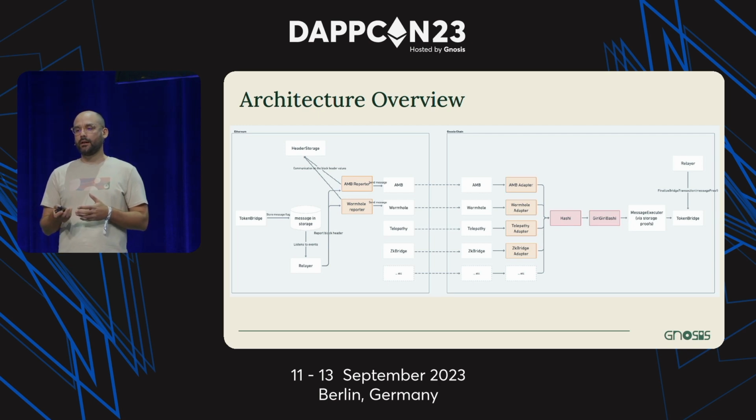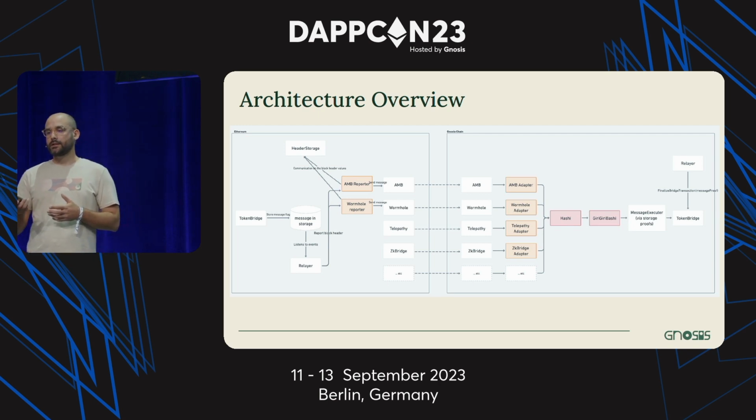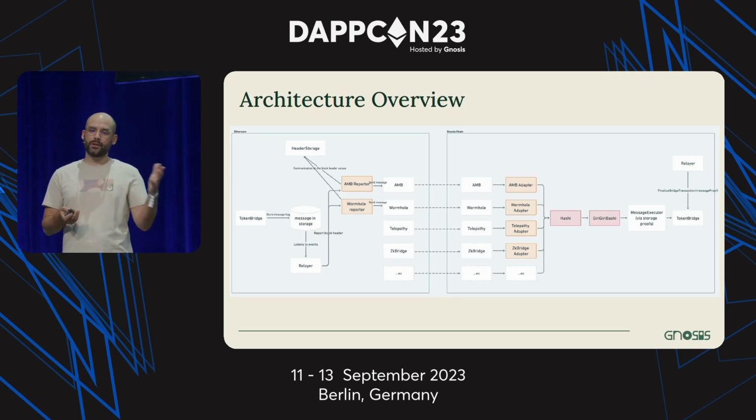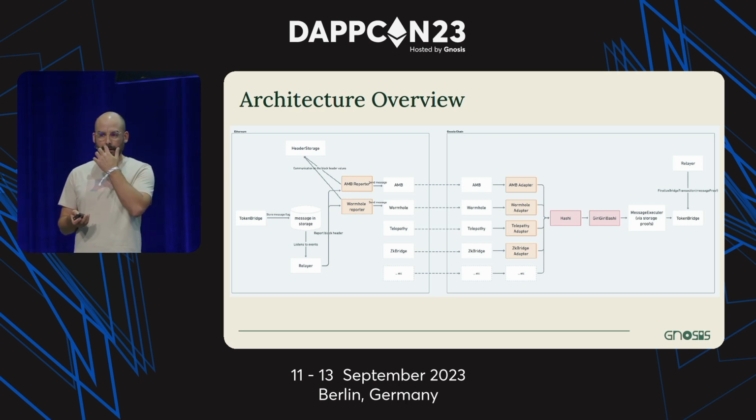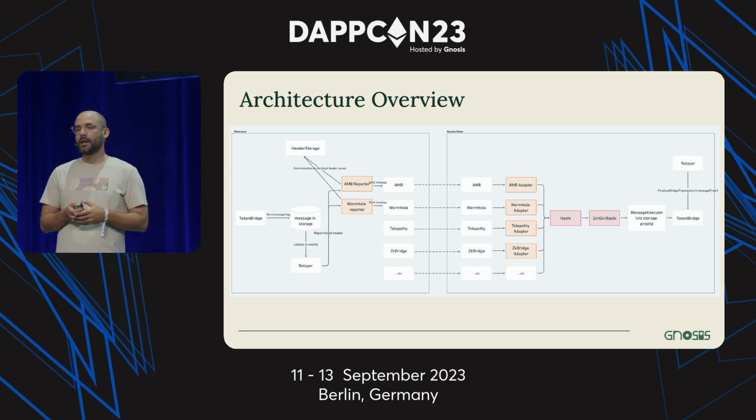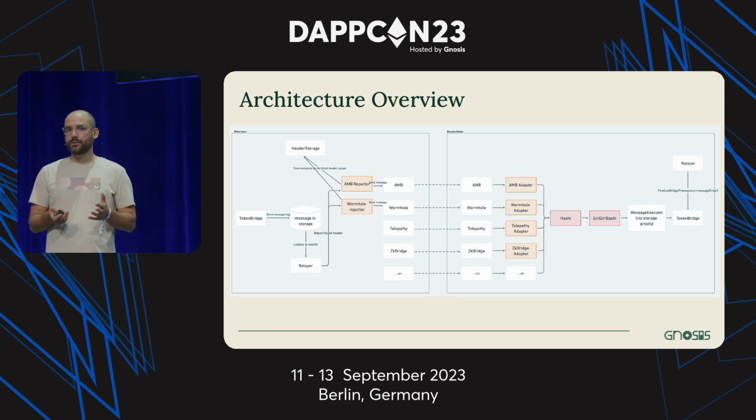On the Ethereum side, in this example, we have two message passing bridges. One is Wormhole, one is our own Canonical Gnosis message passing bridge. And we also have two light client implementations. So what we're doing is we're not trusting just one of them. Right now we just trust A and B in Gnosis. Polygon is the same, and so forth. They trust their own implementation.